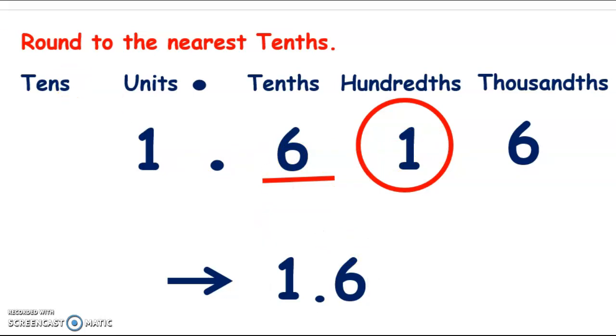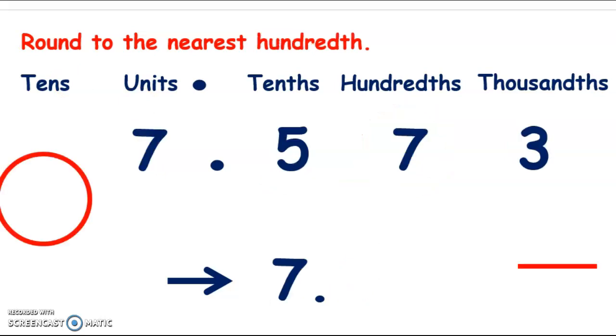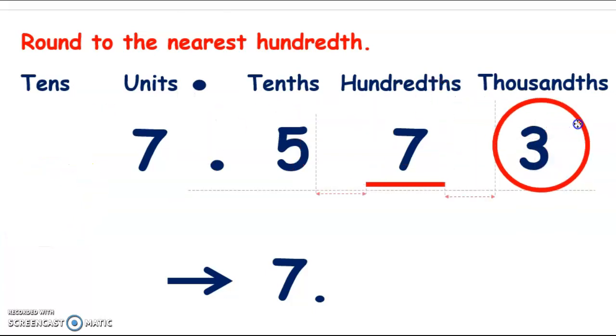Let's move to rounding off to the nearest hundredth. I've got my number 7.573. I'm rounding off to the nearest hundredths. Where is the hundredths? The hundredths digit is 7. So I'm going to underline 7. Then I'm going to check the thousandths digit, the digit after the underlined number. My digit is 3.